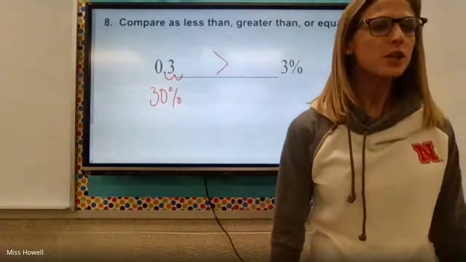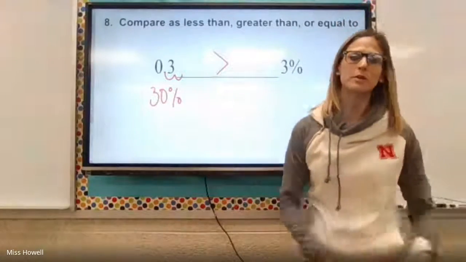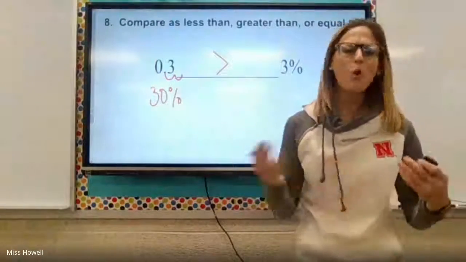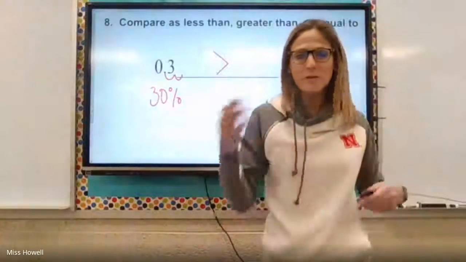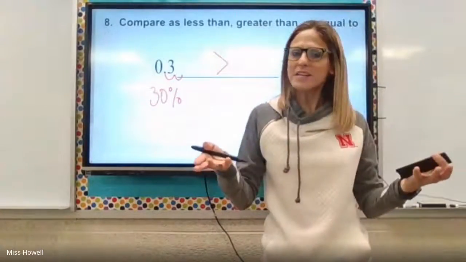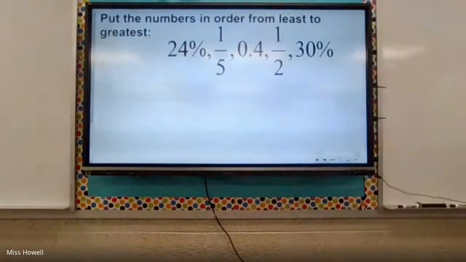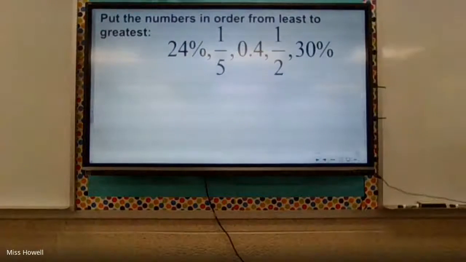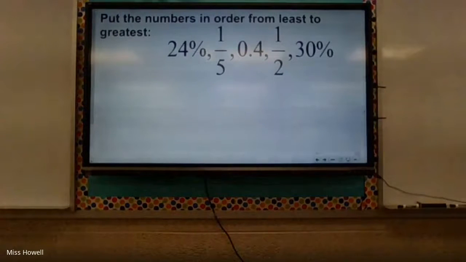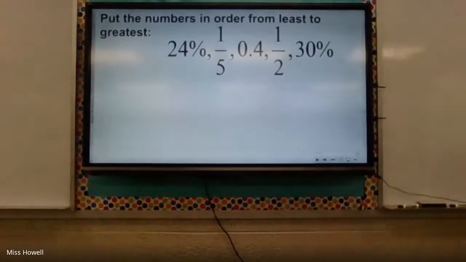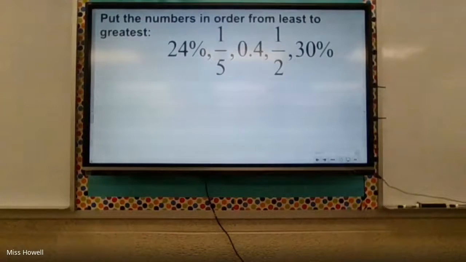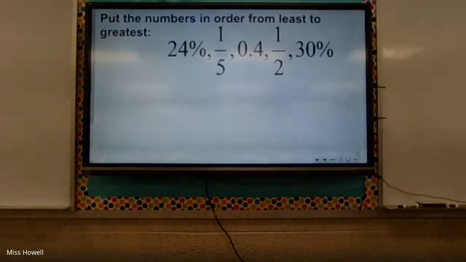All right, goal number 2, we want to take a list of real numbers and put them in order from least to greatest, or possibly greatest to least. For today, we're doing smallest to biggest, least to greatest, but we could be asked for the other way around. So our first list here, 24%, 1/5, 0.4, 1/2, and 30%. We want to take those and put them in order from least to greatest.